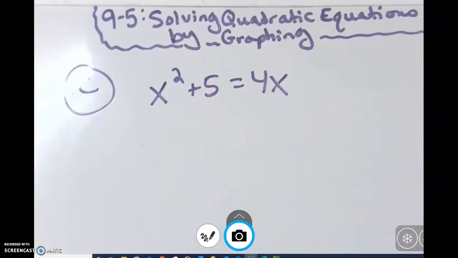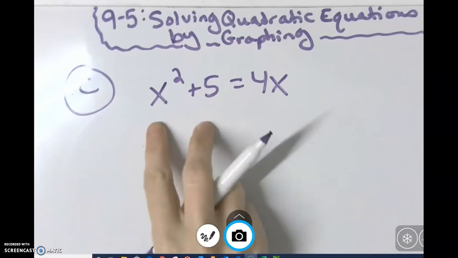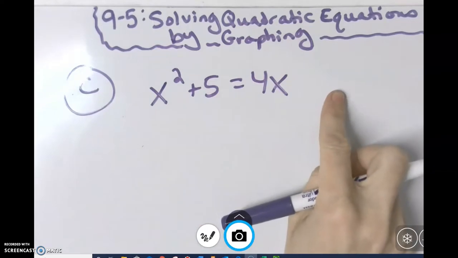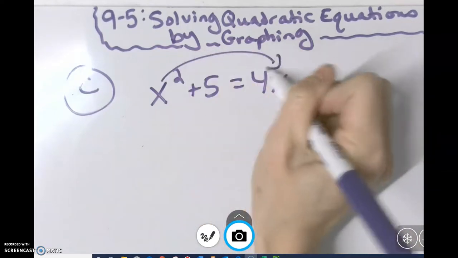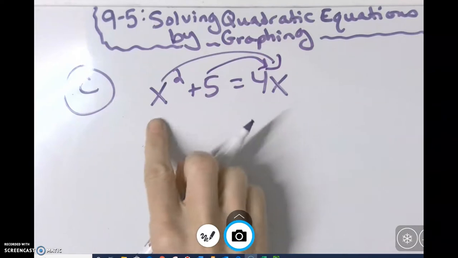Okay, so our last example is C, and again, we're solving the quadratic equation by graphing. We have x squared plus 5 equals 4x. I want to get both of these terms over to the other side. I need to put this into standard form. So this is going to go to the other side, and this is going to go to the other side, and we switch our signs.